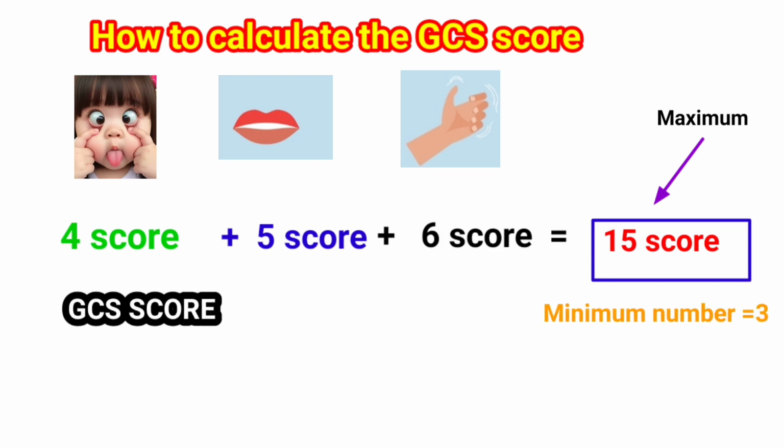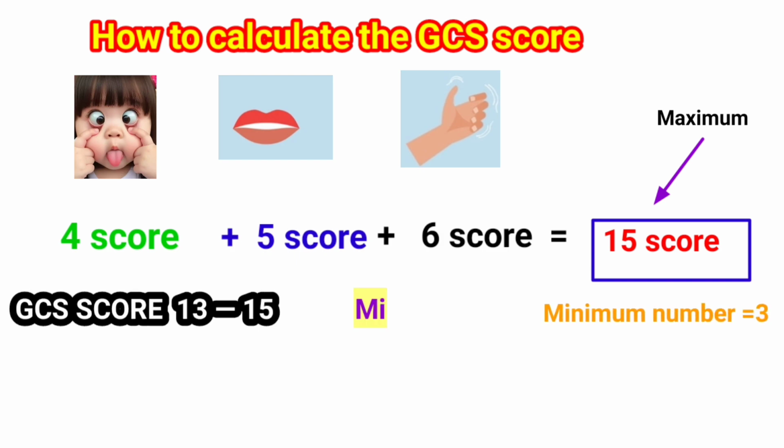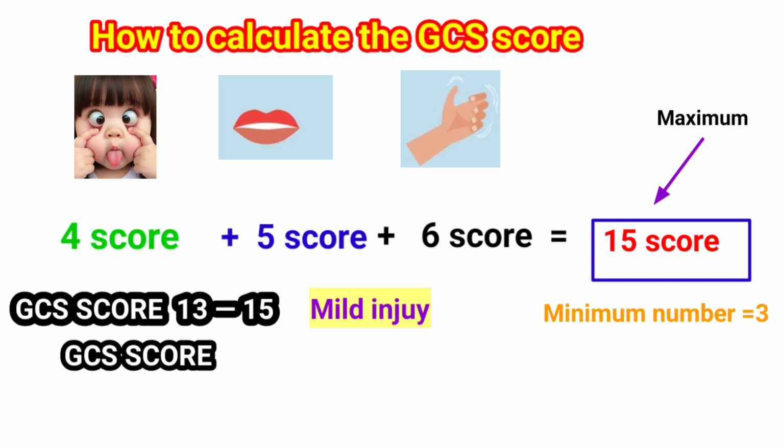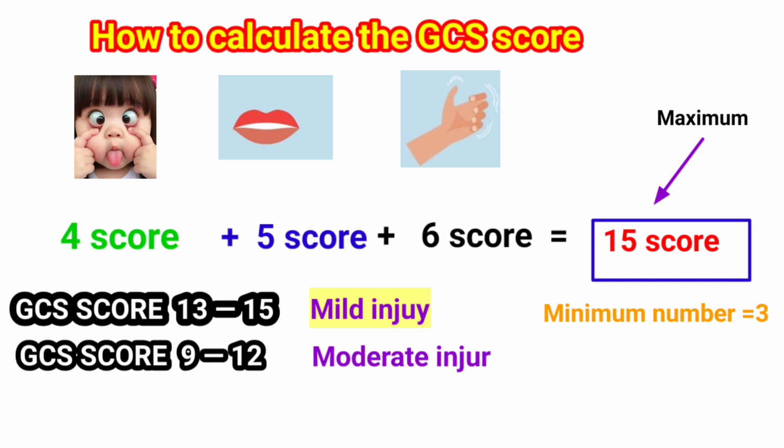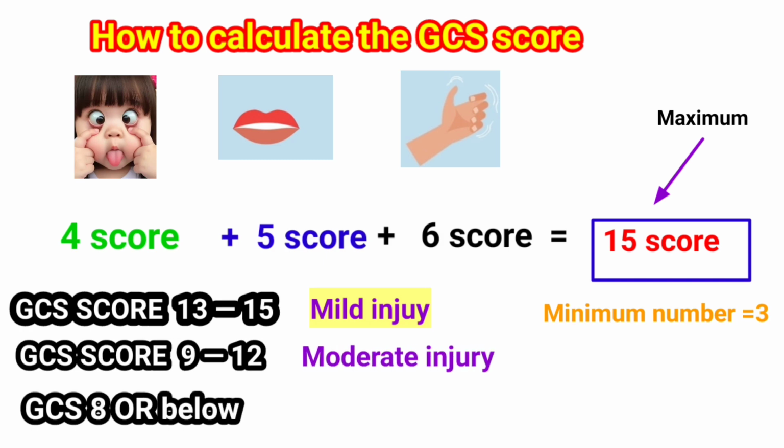A GCS of 13 to 15 indicates mild injury. 9 to 12 suggests moderate injury. And 8 or below signals a severe brain injury, often requiring immediate intervention. This is all about the GCS score.